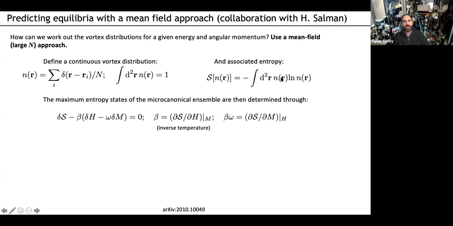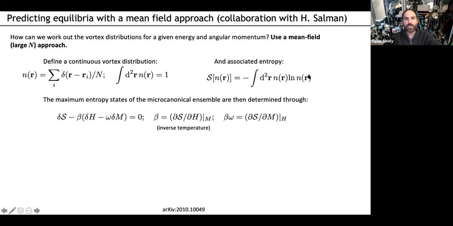So how do you actually predict these equilibria? The idea is to use a large N approach or a mean field approach. Even though we have a discrete number of vortices, I should point out again that this is work that's been done by Hayter Salmon in modeling our system. We can just forget that we have 12 to 14 vortices in our experimental system, and consider a continuous vortex distribution and entropy associated with that.